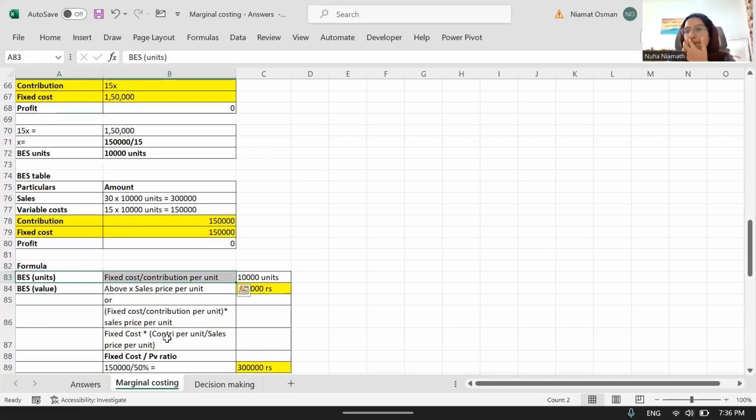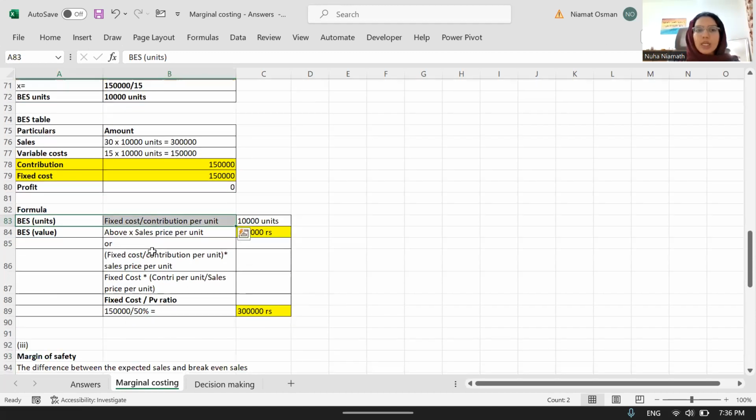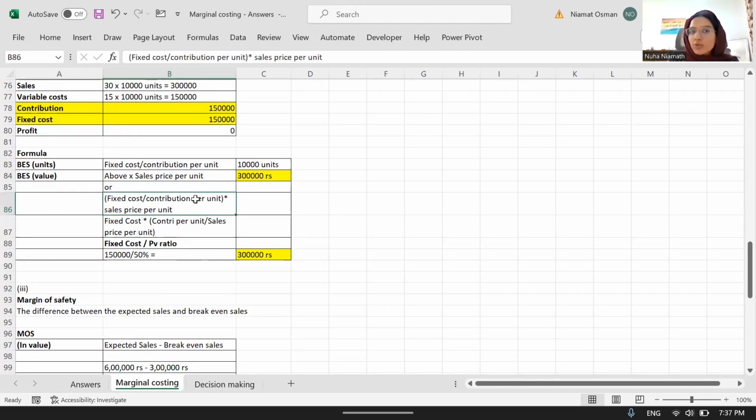Is it clear, Sophia? Clear, ma'am. Okay, great. Now we want to find the value. So like I said, for the value, we will just multiply it with our sales price per unit. So that will give me fixed cost by contribution per unit into sales price per unit. Is this much clear for everybody? Fixed cost by contribution per unit into sales price per unit will give me break-even sales value. Thank you, Dia. Okay. So it's clear till now.